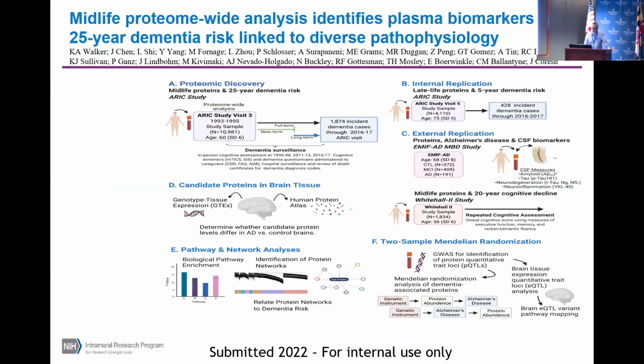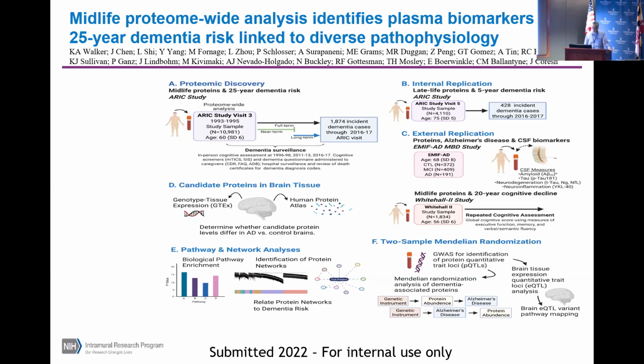And the types of ways in which we look at that is we look at it in the ERIC study, we do internal replication, we do external replication in other studies, we do Mendelian randomization to look at causes, and then we do pathway analysis, and we do candidate proteins in brain tissue to sort of do validation. A lot of the other people do that.